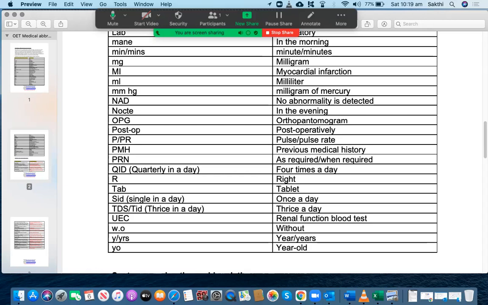SID means single in a day. Look at that, SID: S for single, I for in, and D for day. A day. It's once a day. TDS or TID means, look at this, thrice in a day or 3 times in a day. So TID, 3 times in a day. So it's thrice a day or 3 times a day.